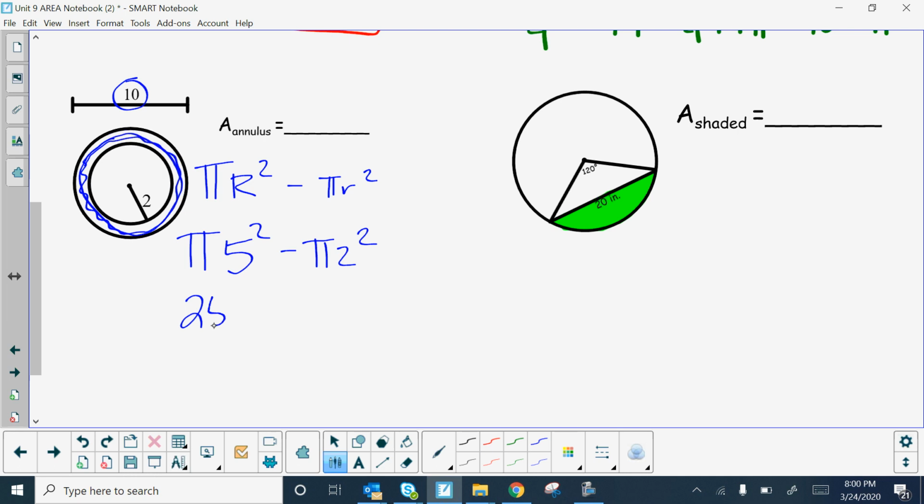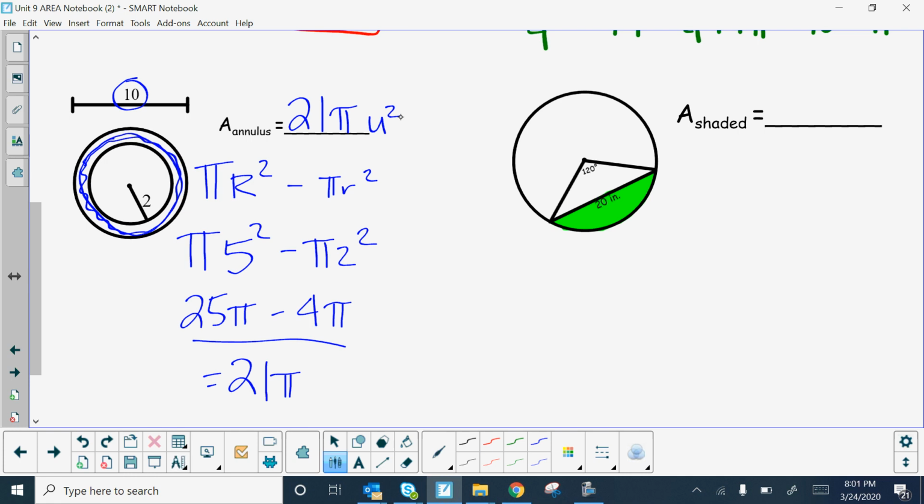So this is 25 pi minus 4 pi. These are like terms, so you can subtract them, and it ends up equaling 21 pi. So I'm just going to leave my answer in terms of pi. These are pretty easy: 21 pi units squared. Let's try one more hard one.